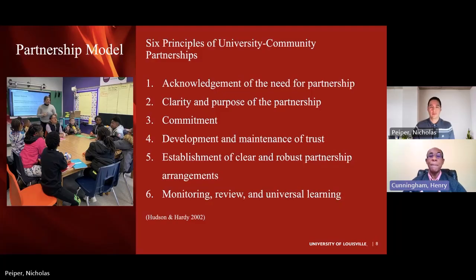Thirdly, there has to be a commitment from both of you. A commitment to this work, a commitment to this project, a commitment to success. And that is very important. Each person is committed to what is being done.